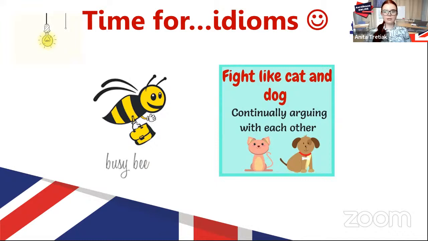All right then, and the next phrase is fight like cat and dog. So fight like cat and dog, it's continually arguing with each other. You know, there's a stereotype that cats don't like dogs and dogs don't like cats. And if you fight like cat and dog with a person, it means that you argue with each other all the time. So you're like cat and dog. All right, one more time. Busy bee is a very busy person that has so many things to do. And fight like cat and dog means continually arguing with each other.